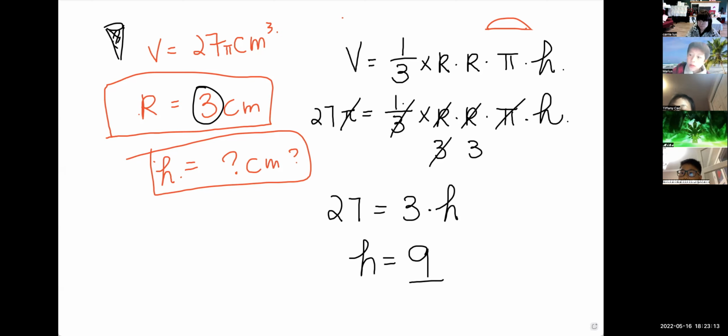Get it? Okay, so I'm going to give you another one. So we know the volume of a cone is, sorry, I'm going to just do this using some numbers.